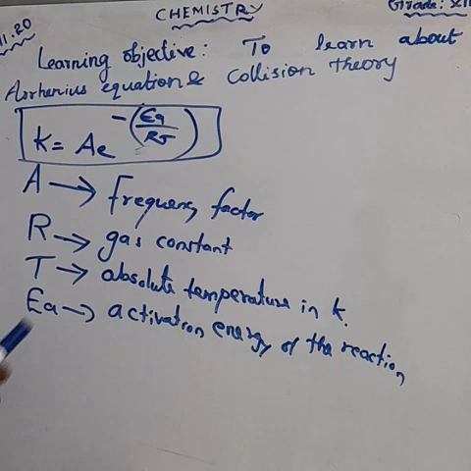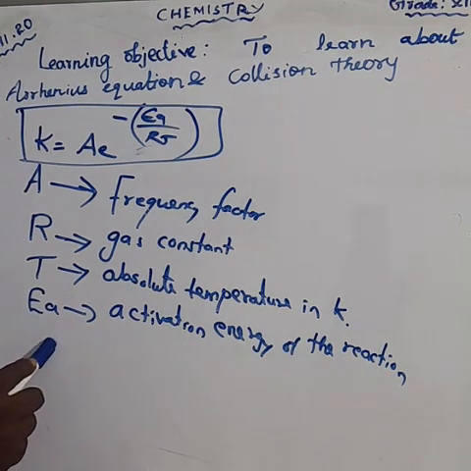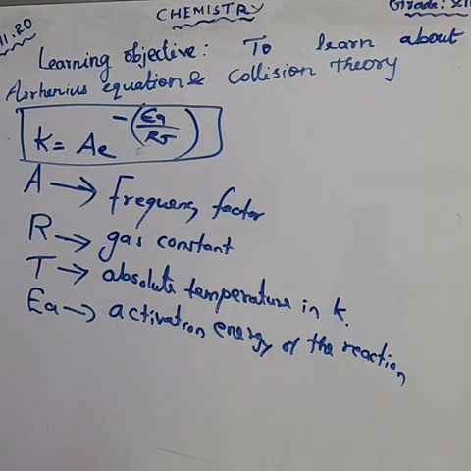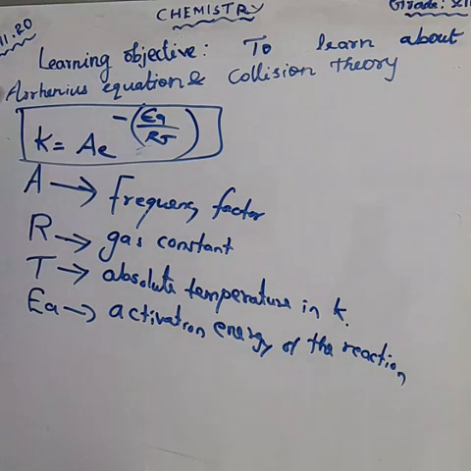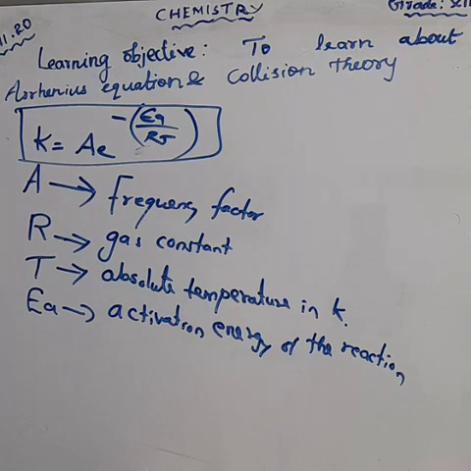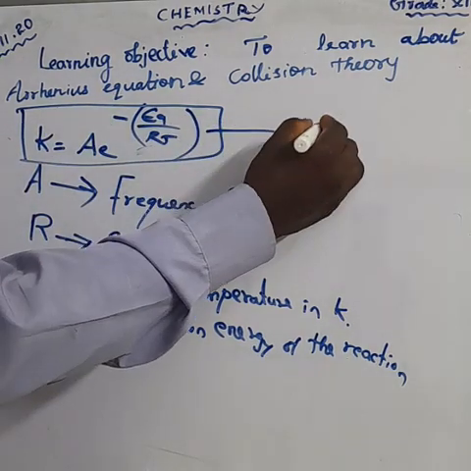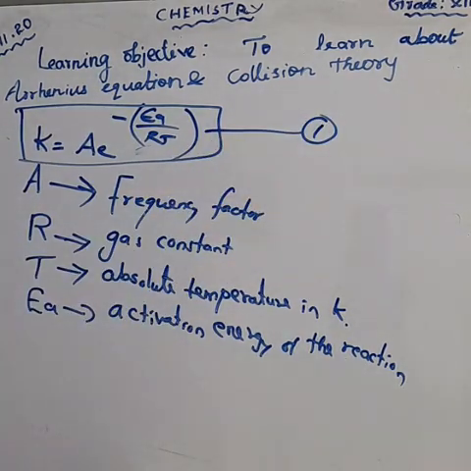Ea is the activation energy of the reaction. For this equation, we take the logarithm on both sides of the equation. This is equation number 1, and we are taking the logarithm on both sides.